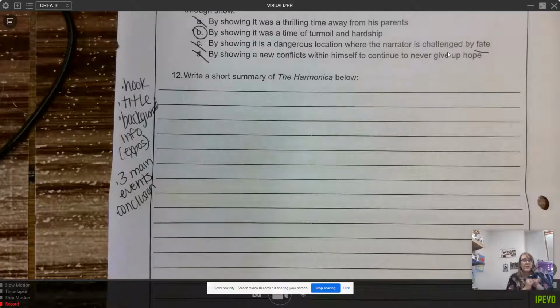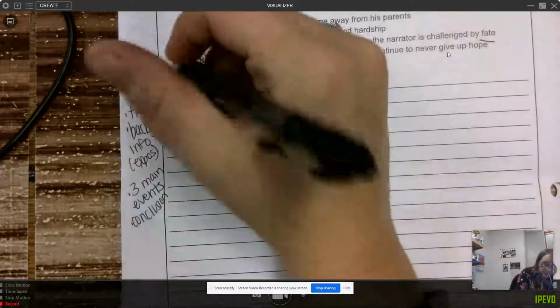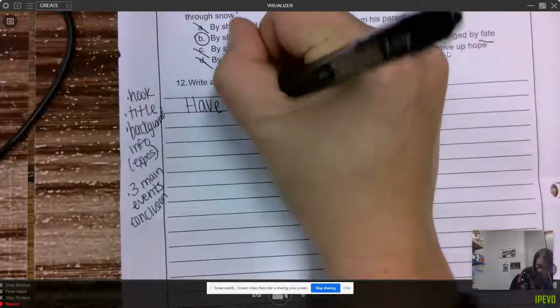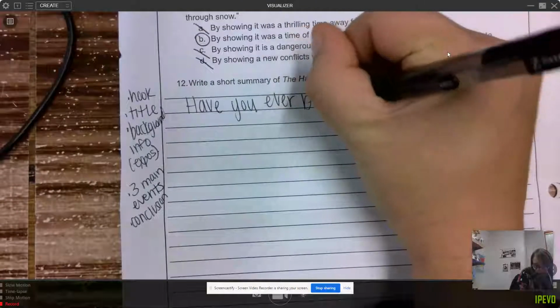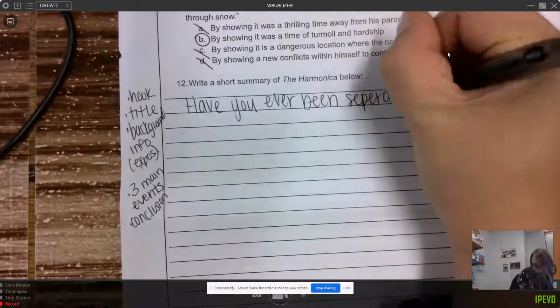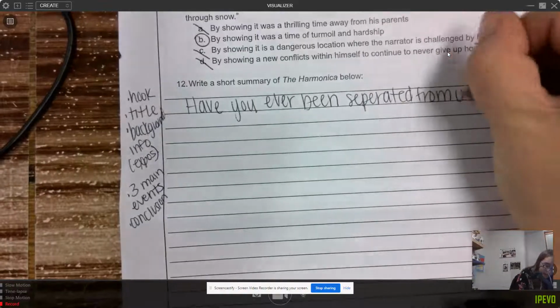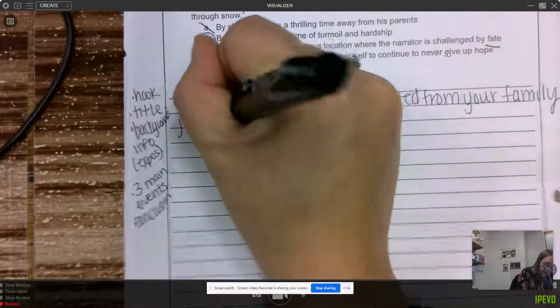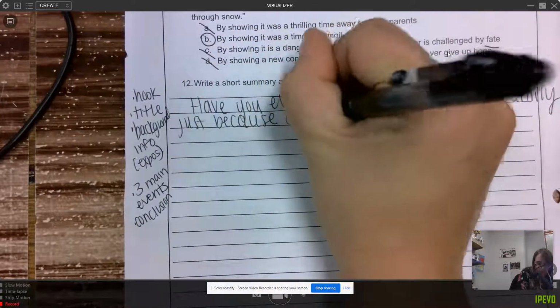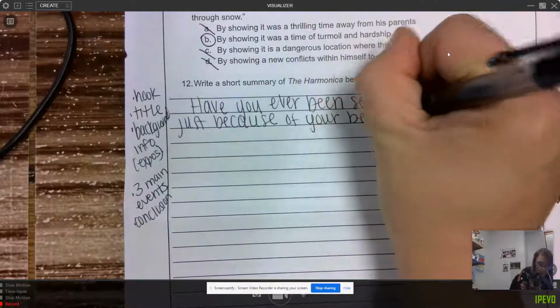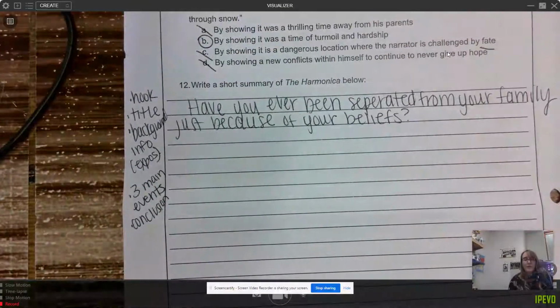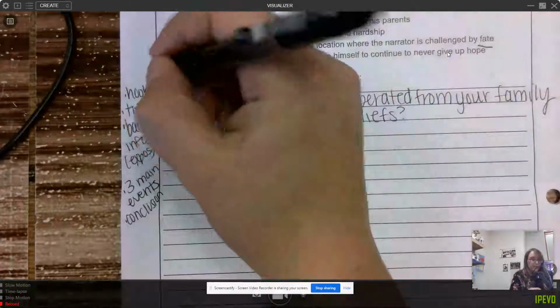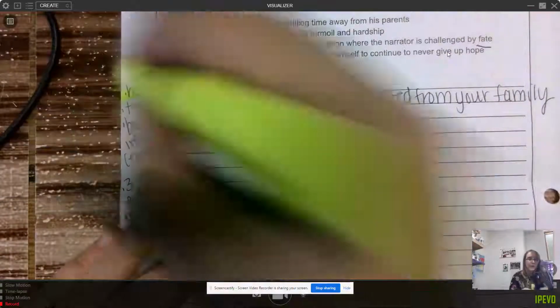So the very first thing that I want to do is create a hook. Okay. So our hook is asking a question that's related to the book. So maybe we could say something like, have you ever been separated from your family just because of your beliefs? And I would hope you would say no. Okay, so that's my hook. So I'm going to go ahead and highlight this as we go because I know that we're done with it.